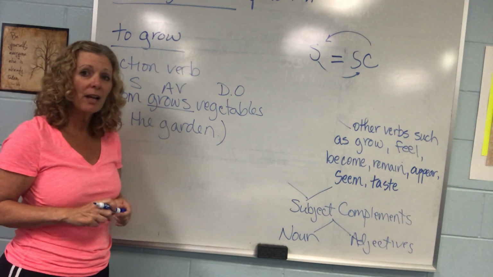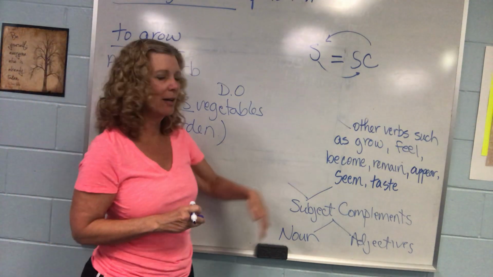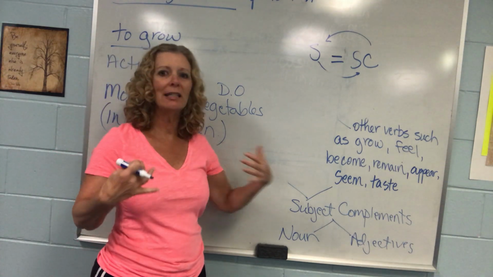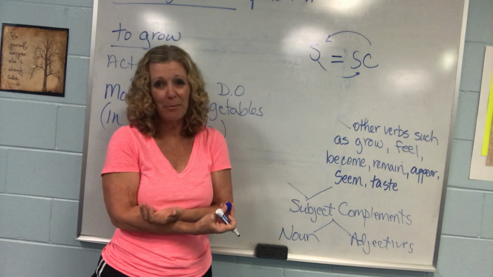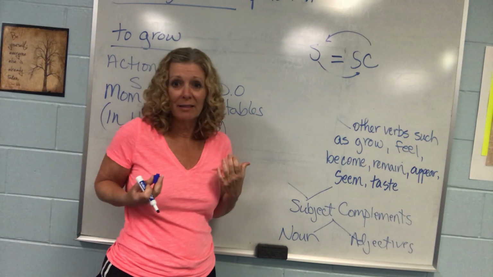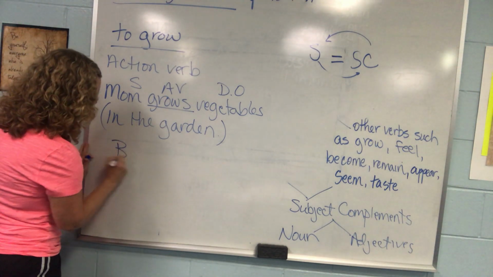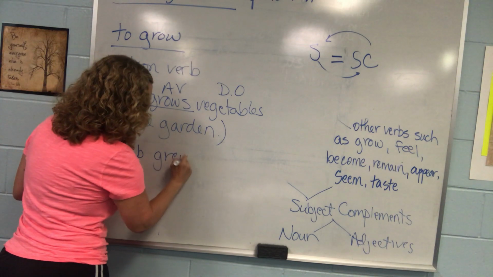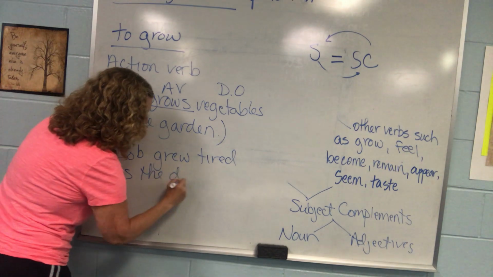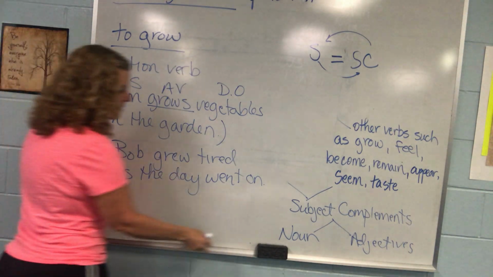Now we can use grow as a linking verb. And when we use it this way, it really is synonymous with became or becomes. Increases in the state of being. That's really what it means. It means you're growing in this state of being. So let me show you how that works. It might say something like, Bob grew tired as the day went on. Not a great way to end the sentence because you're not supposed to end a sentence in a prep phrase.